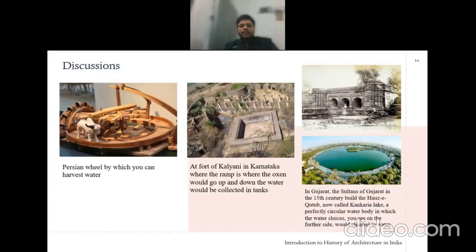Again, some water channels can be seen in Ahmedabad, which were built by the sultans of Gujarat in the 15th century, like Hauz-e-Qutub, which is now known as Kankaria Lake, Kankaria Talab in Ahmedabad, a perfectly circular water body. In this picture a sluice gate is constructed, three holes you can see. Through this the water used to come and was collected in the circular pond. This is now known as Kankaria Lake, and earlier it was Hauz-e-Qutub.